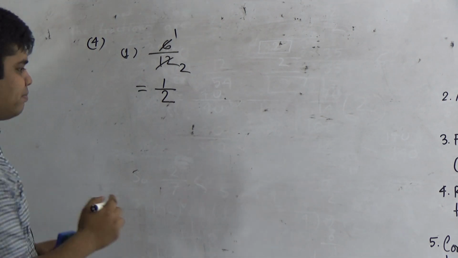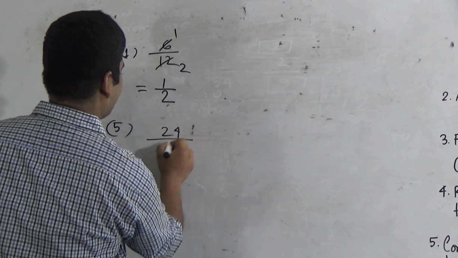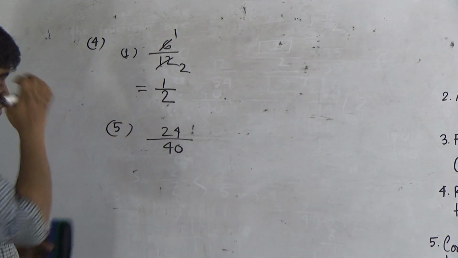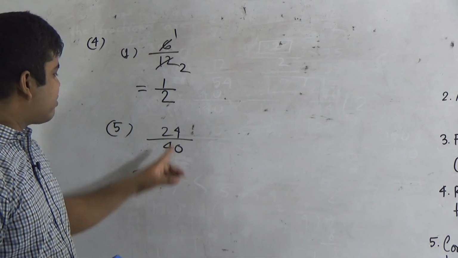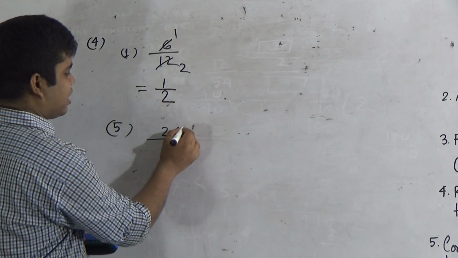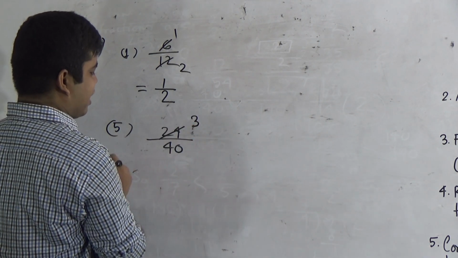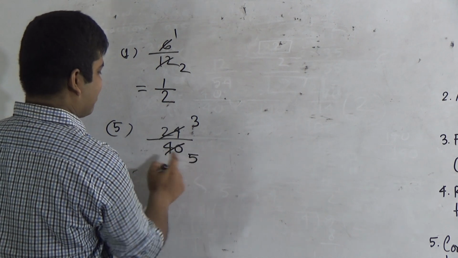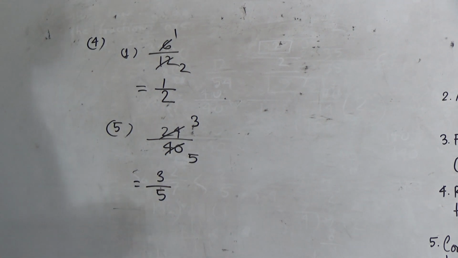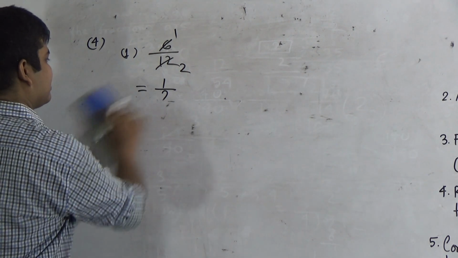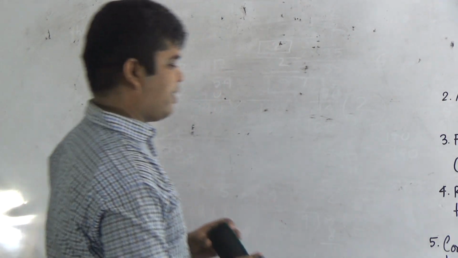Okay. Then question number 5, similar to this one, 24 by 40. Here you notice 24 and 40, both numbers are divisible by the number 8. That means if we divide 24 by 8, then we get 3, 8 3s are 24. And if we divide 40 by 8, then we get 5, 5 8s are 40. That means we get 3 by 5. I hope you have understood. Okay. And our last question, notice, convert fractions into ones with common denominators.